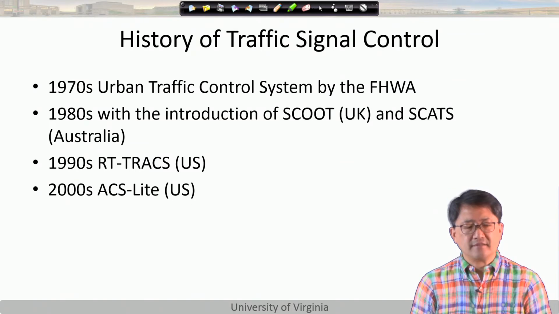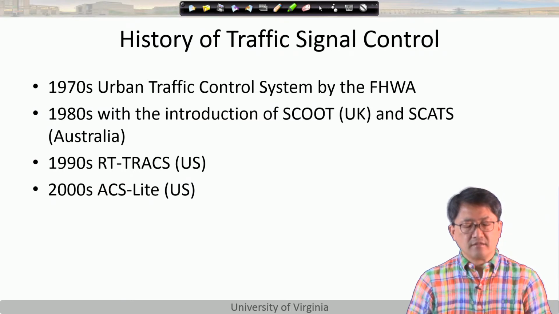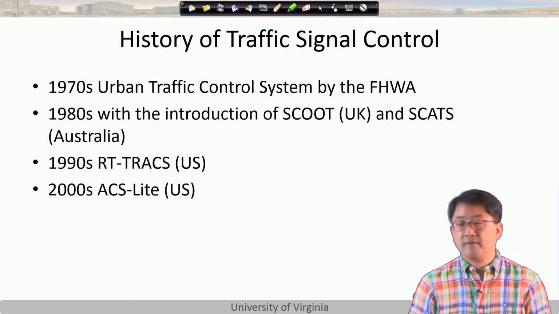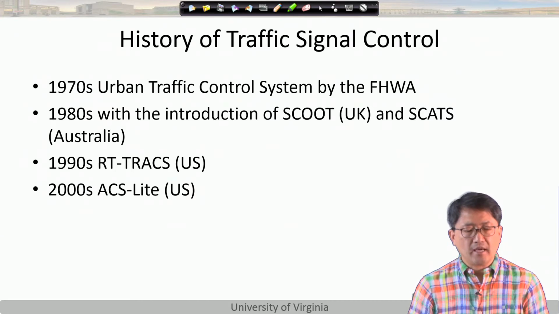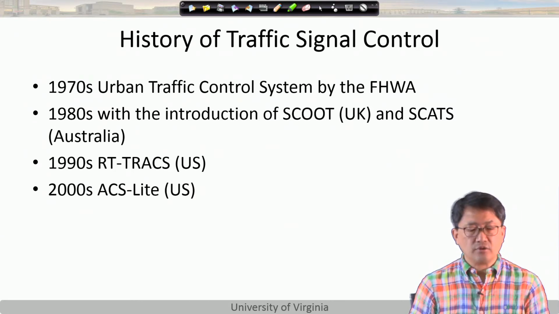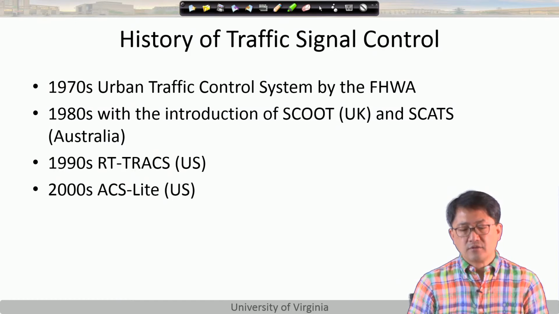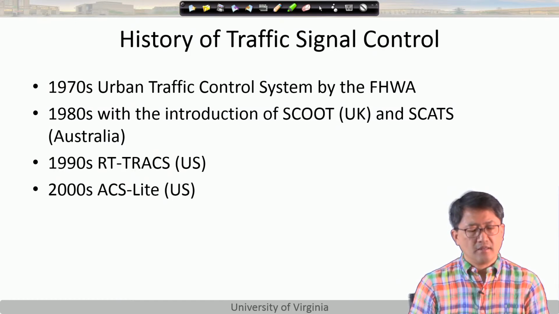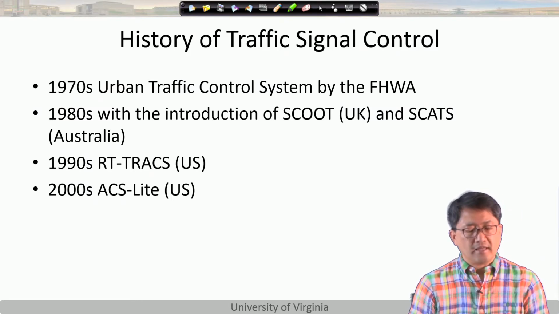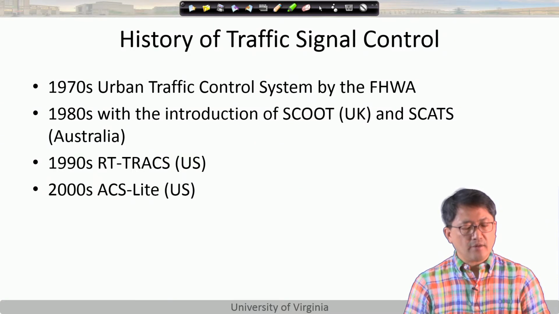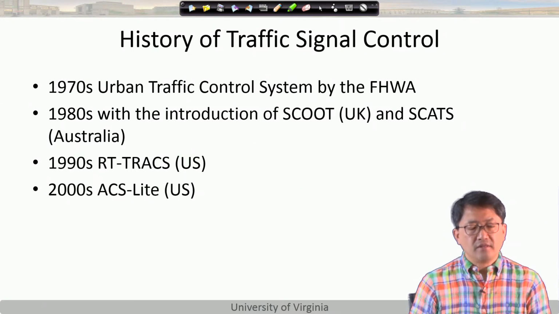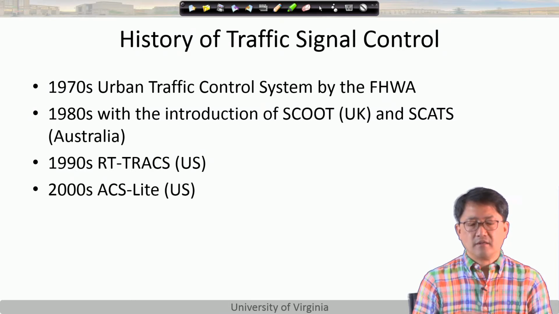In the US in the 70s, they started urban traffic control systems, trying to improve control systems. And then adaptive systems like SCOOT and SCATS are very popular. These were developed in the UK and Australia. Even the US used a lot of these SCOOT and SCATS systems, and Canada has used a lot of them. So the US wanted to have their own. They developed RT-TRACS, and in 2000, ACS Lite.